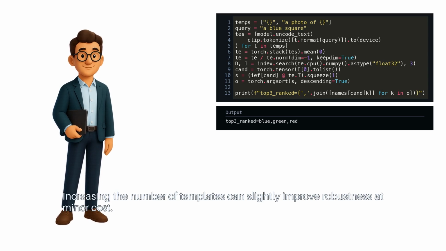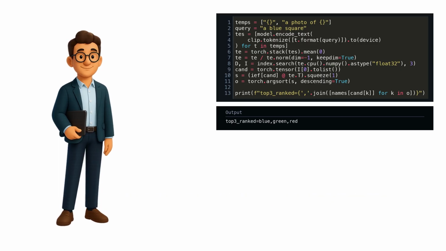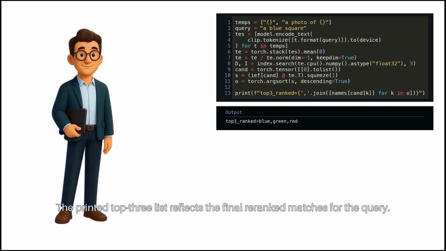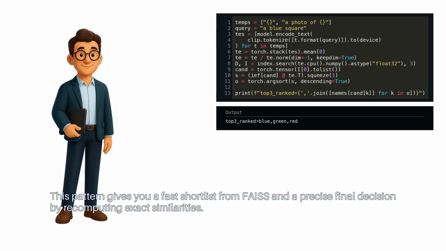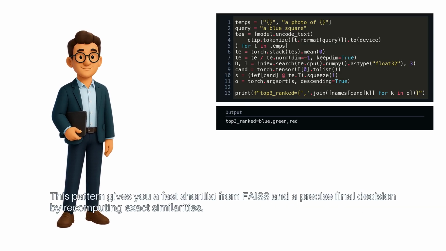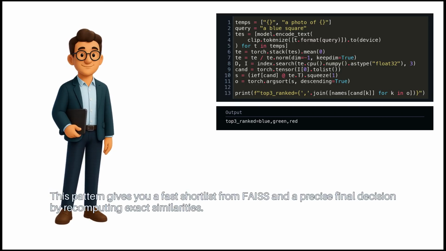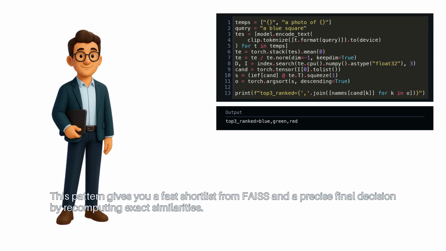Increasing the number of templates can slightly improve robustness at minor cost. The printed top 3 list reflects the final re-ranked matches for the query. This pattern gives you a fast shortlist from FAISS and a precise final decision by recomputing exact similarities.